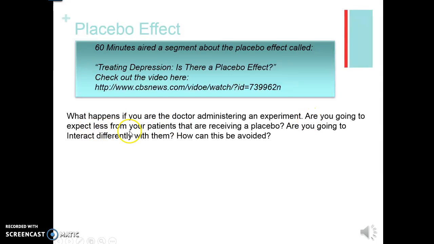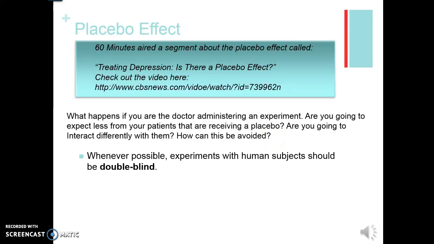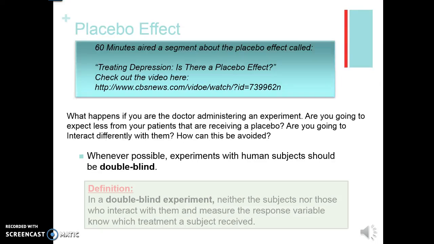Are you going to expect less from your patients receiving the placebo? Are you going to interact differently with them? So the question is, how can we avoid this? How can we avoid the placebo effect? Well, one way to do that is to have something called a double-blind experiment.